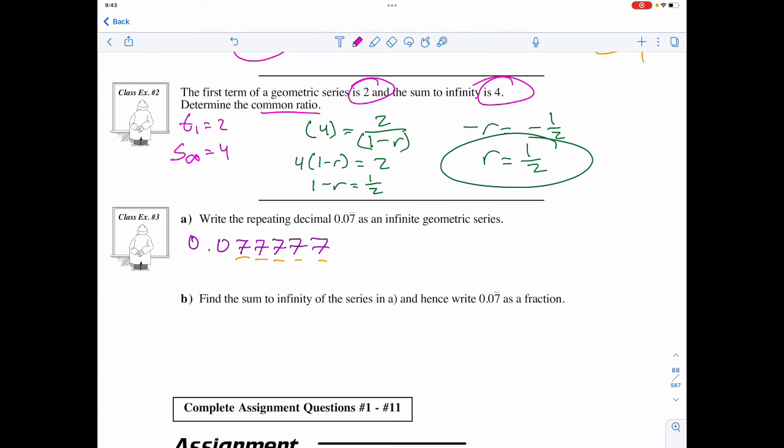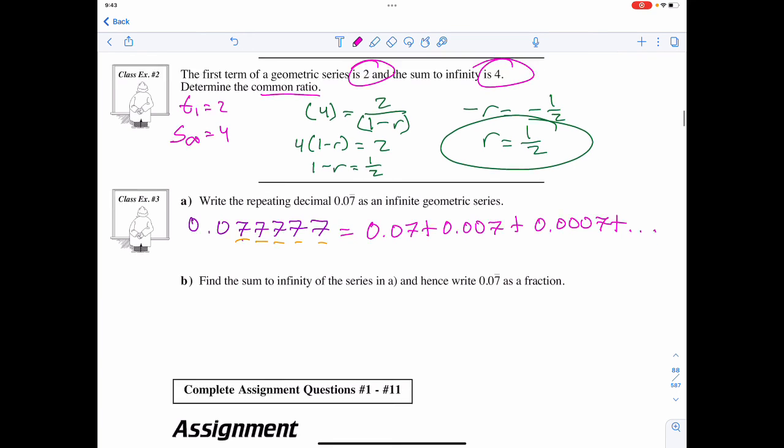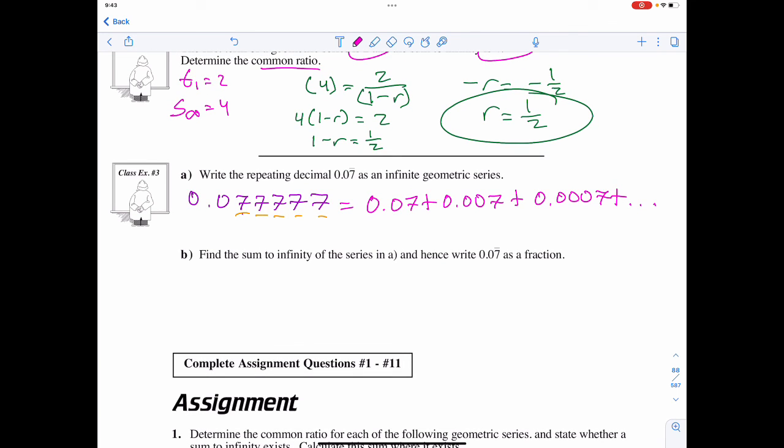Well, I would say that I take my first term, 0.07, which is my first 7 that exists. I'm adding to it the next decimal place, so 0.007. I'm adding the next decimal place, 0.0007, and I'm going to keep doing that forever. Which means that my first term is 0.07. How do I get from one term to the next? Well, I'm moving the decimal place, which means that I'm dividing by 10 or multiplying by 0.1.